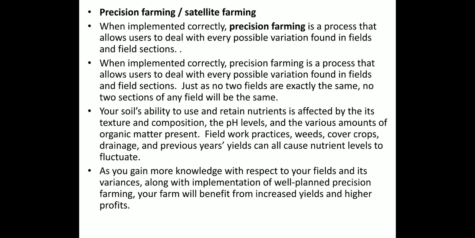When implemented correctly, precision farming is the process that allows users to deal with every possible variation found in the field and field sections. With the help of precision farming, we evaluate field variations, especially nutrient availability, moisture availability, and the other basic resources required for crop production. The field sections are studied in precision farming.